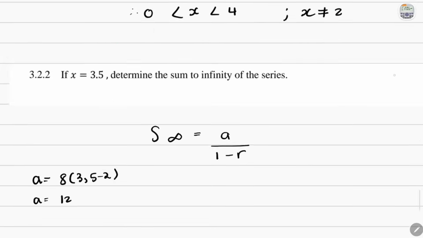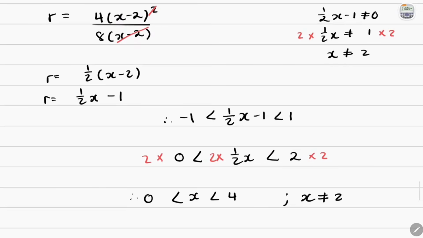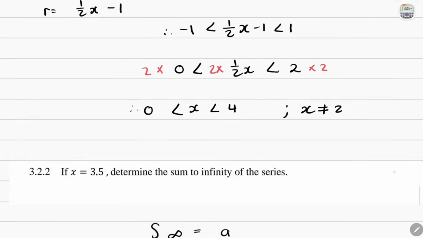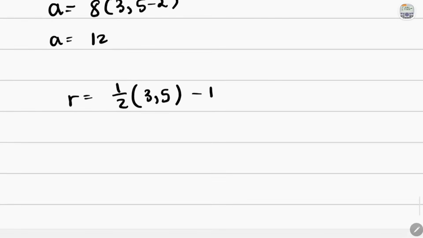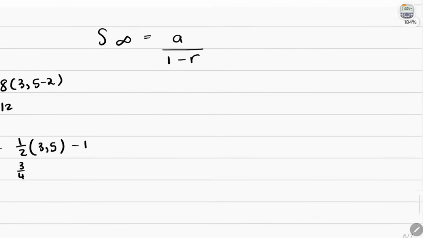Now we just have to find an expression for r, which we already found. This is 1 over 2 x minus 1. So r equals 1 over 2 times x, where x is 3.5, then minus 1. 3.5 is 7 over 2, so this is a half times 7 over 2, which gives us 7 over 4 minus 1. You can express 1 as 4 over 4, so this is 7 minus 4, which is 3, so 3 over 4. So our answer: r is simply equal to 3 over 4. Great, and now we can find the sum to infinity.